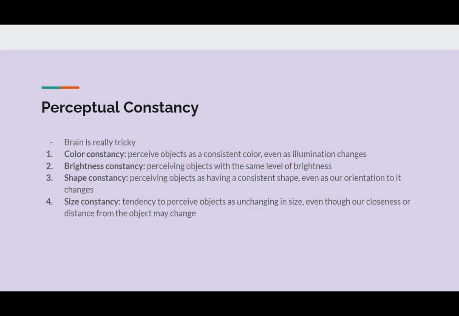So we have color constancy. Even though some colors may appear different in different environments, their color is the same throughout all the situations. So we perceive objects as a consistent color. It doesn't change in our mind. And then brightness, similar to color; shape also works the same way, and also size. Basically, these are just different ways to categorize things. So yeah, it's just the same concept.